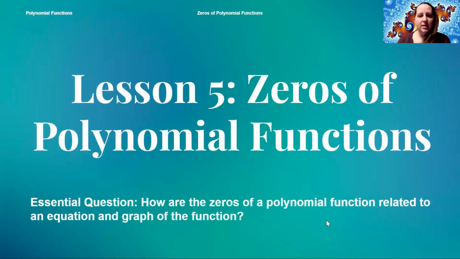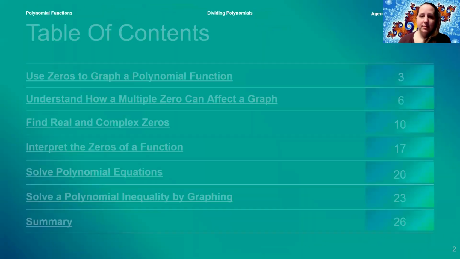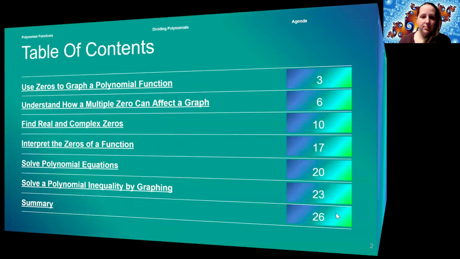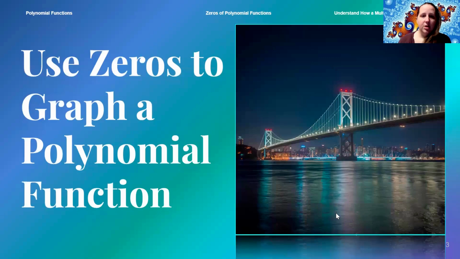All right, this is lesson 5, zeros of polynomial functions. Our lesson essential question is, how are the zeros of a polynomial function related to an equation and graph of the function? Here's our table of contents. Use zeros to graph a polynomial function.